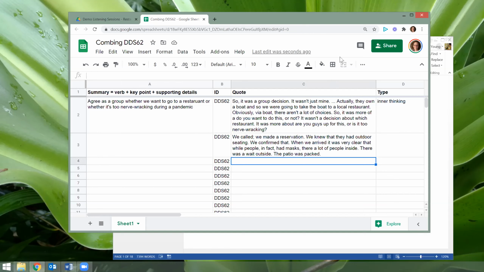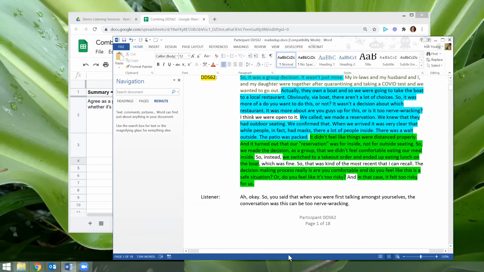So here we are. We called, we made a reservation. We knew that they had outdoor seating. We confirmed it. When we arrived, it was clear that, well, there's a wait outside. So really it's all statement of fact. Here it is, it's clear. Didn't feel like things were distanced properly. And it turned out our reservation was for inside, not outside.